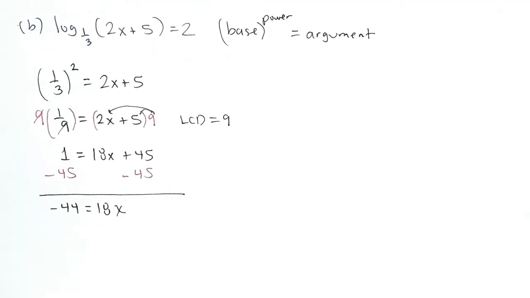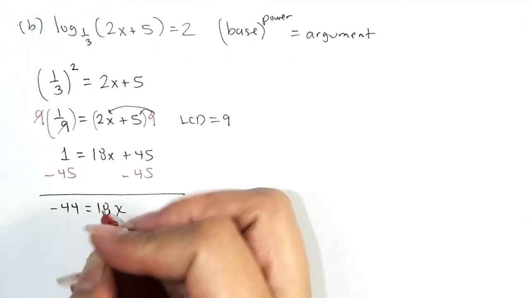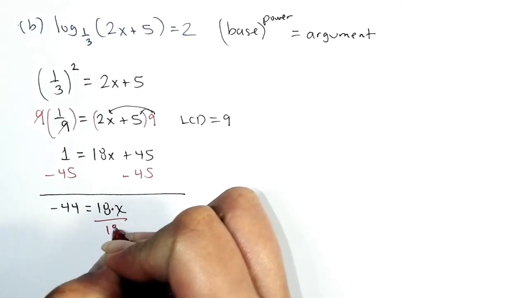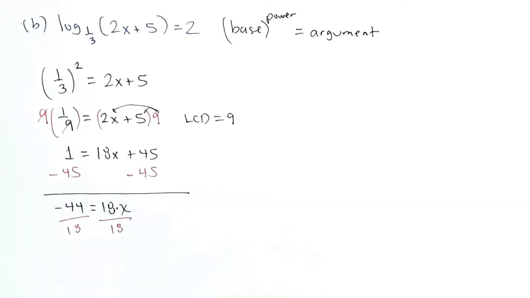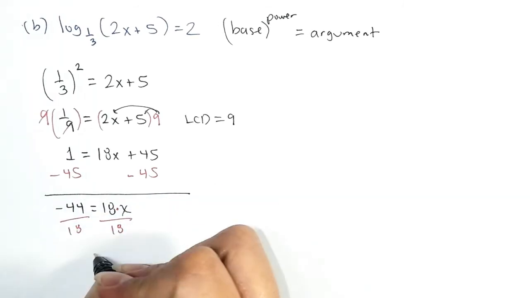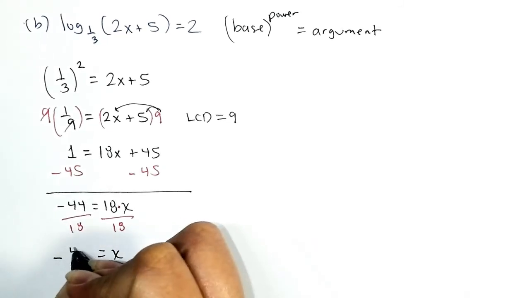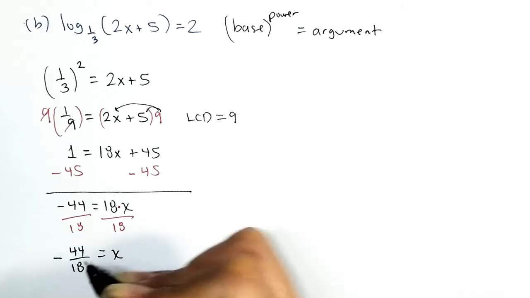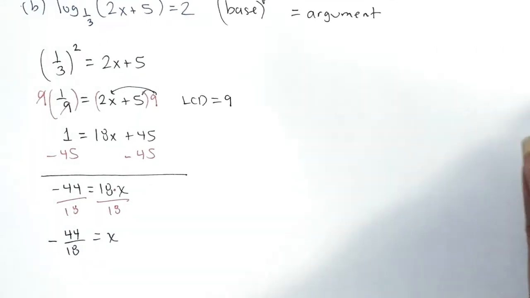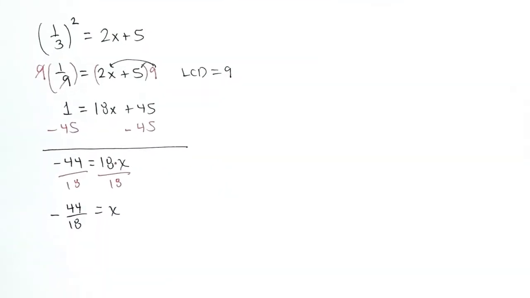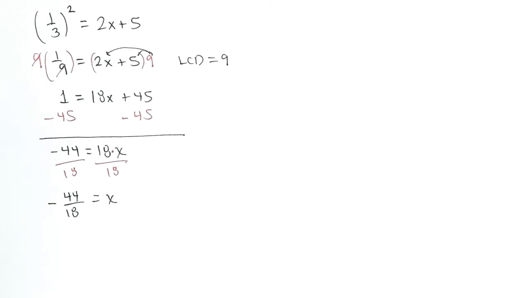To finish it off, to isolate the x, to get rid of the times 18, let's go ahead, divide both sides by 18. And when we do, that will give us any equivalent simplified form of x equals -44 over 18. Now, I know that this fraction is not reduced because the numerator and denominator have a common factor of at least 2. So let's go ahead, reduce by 2.